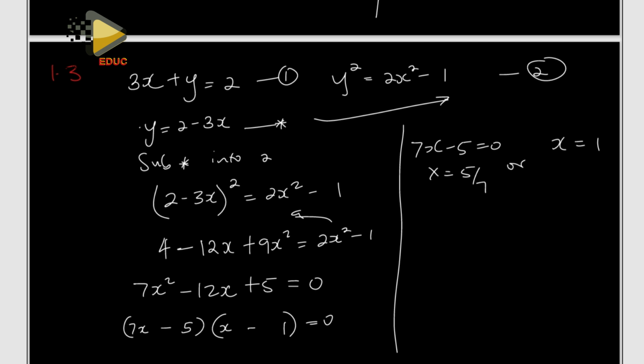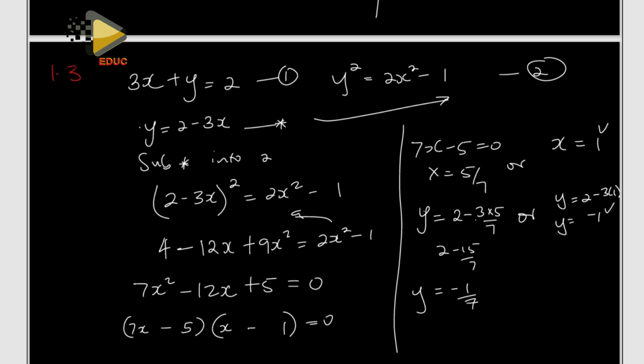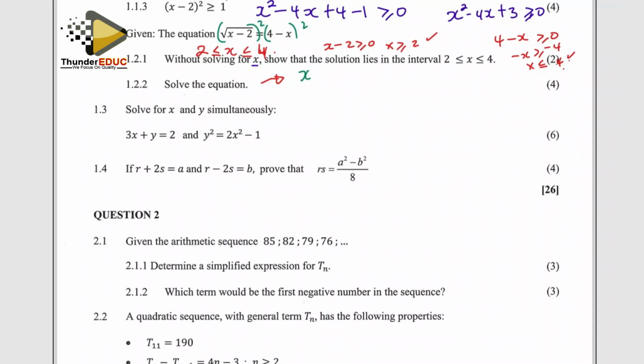Then I just need to get these values and substitute them into equation star. So my y here is going to be 2 minus 3 multiplied by 5 over 7, is 2 minus 15 over 7. I'm going to get negative 1 over 7. Then this side is going to be y is equal to 2 minus 3 times 1, which is negative 1. Okay, so I have x as 1, y as negative 1. x as 5 over 7, y as negative 1 over 7. So those are going to be my solutions.